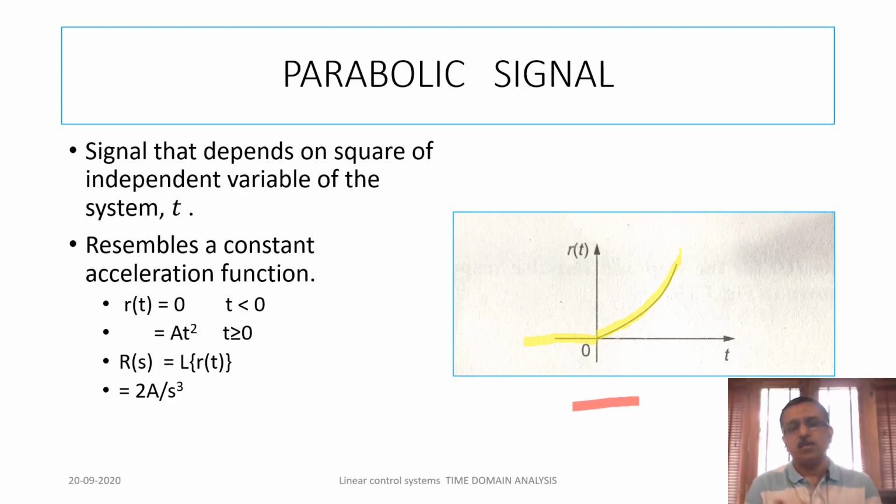And what is Laplace transform of R of t? 2A by S cube. And for the examination, if they ask you to explain about standard test signal, you should write impulse, you should draw the graph. You have to do three things. You have to draw the graph, you have to write the mathematical equation, you should write the Laplace transform, okay. So parabolic signal, you draw the graph, you write the mathematical equation, and then you write the Laplace transform. And as an engineering student, you should be able to write equation for any graph, and you should be able to draw graph for any equation.